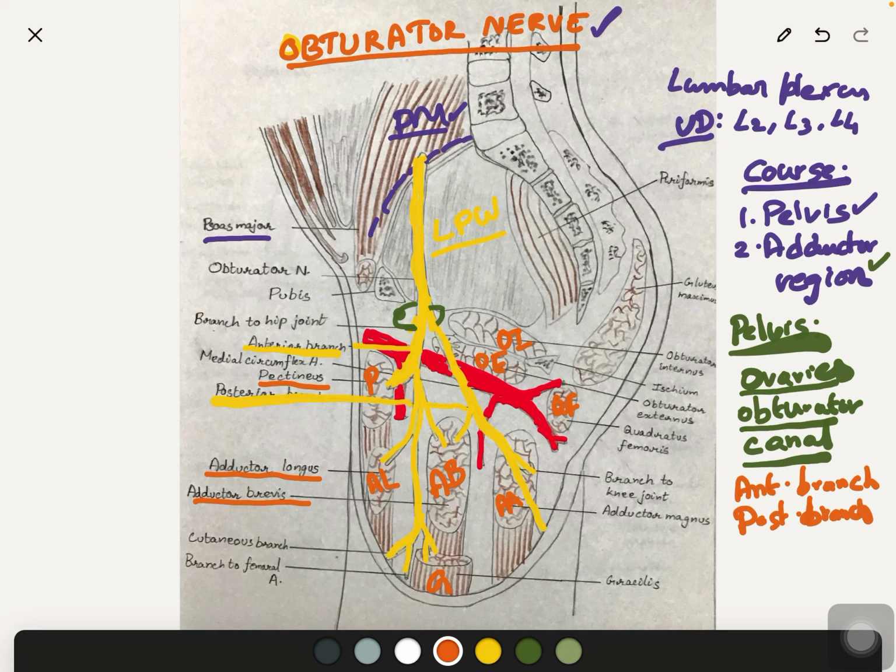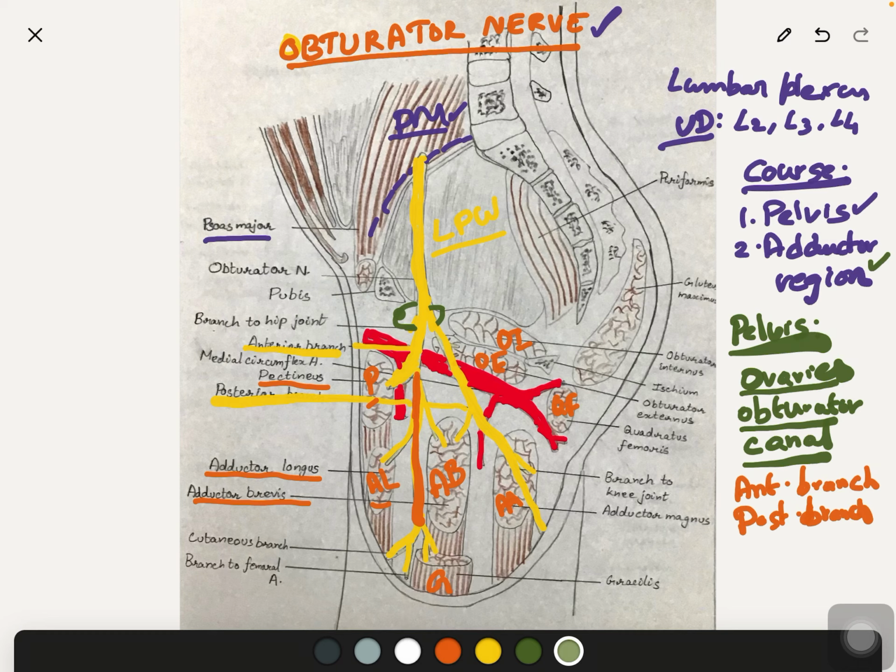We will now see the course of the two branches, anterior and posterior. First the anterior branch, which we will draw with orange color. The anterior branch descends on the anterior surface of the adductor brevis muscle, behind the pectineus and the adductor longus muscle. That is the course of the anterior division. Now we will draw the posterior division with the green color.